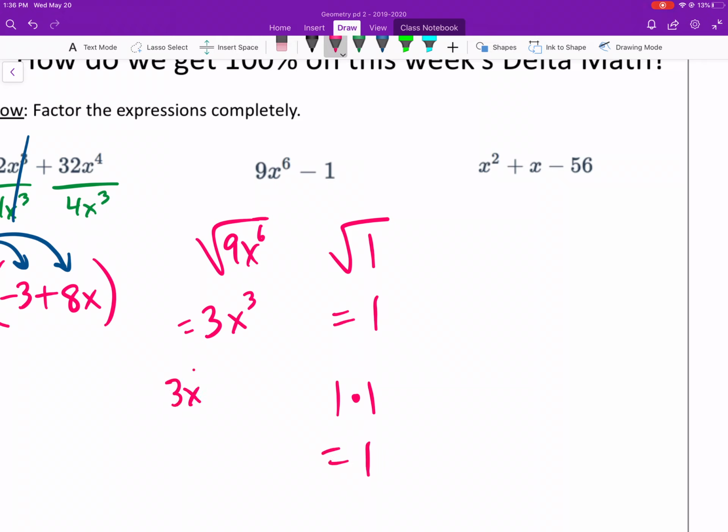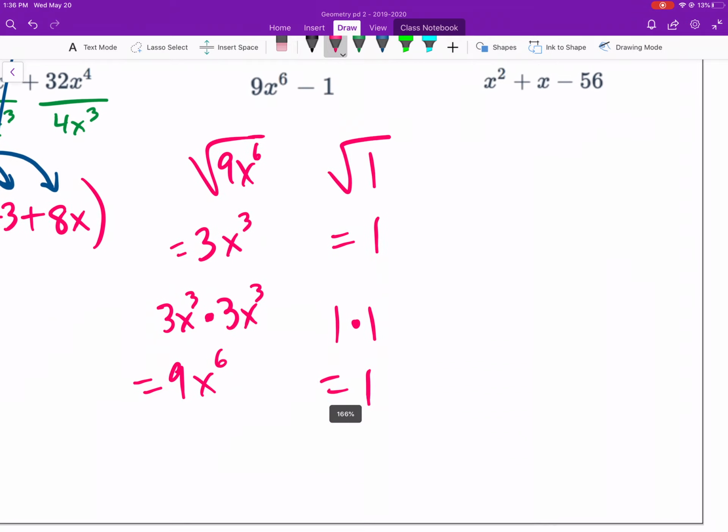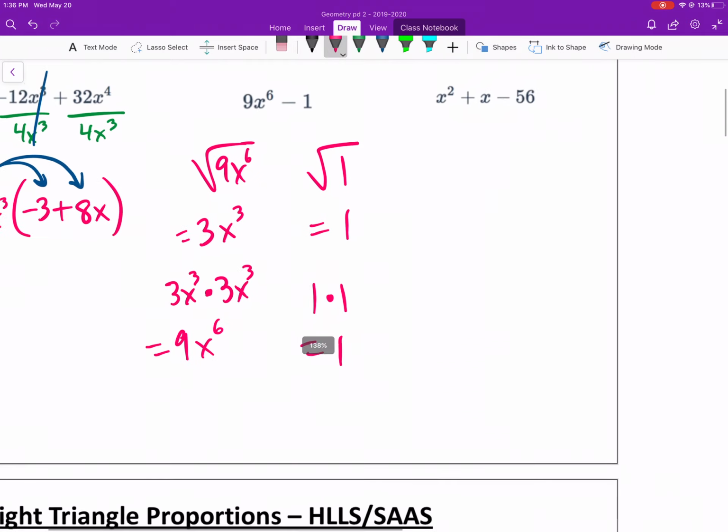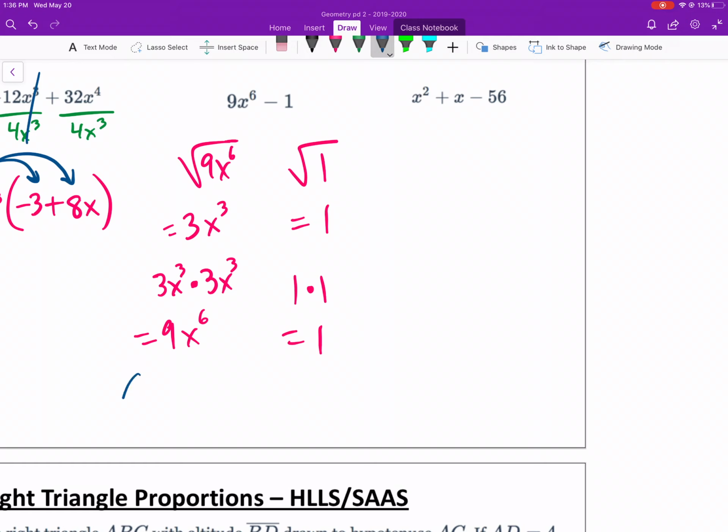Just like 3x to the third, if we took that and multiplied by itself, right? 3 times 3 is 9. X to the third times x to the third is x to the sixth. Remember, we'll be adding exponents there. And guys, that's just the thinking that goes into it. You don't have to show all that work. Okay, I just want to show you where the answer comes from, but you'll open up your parentheses now.